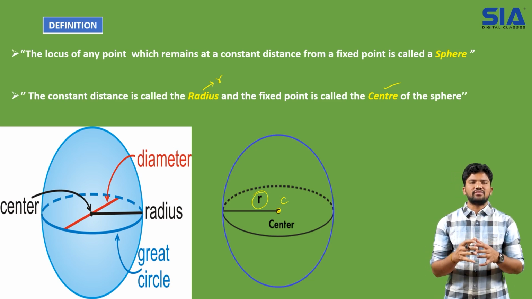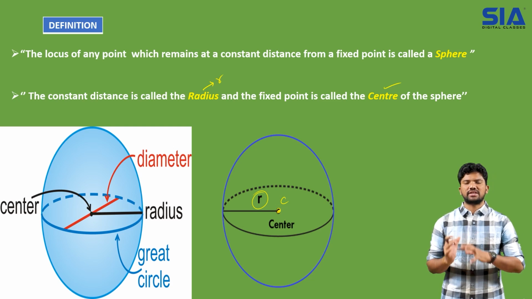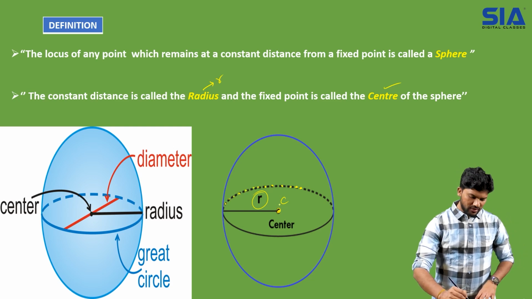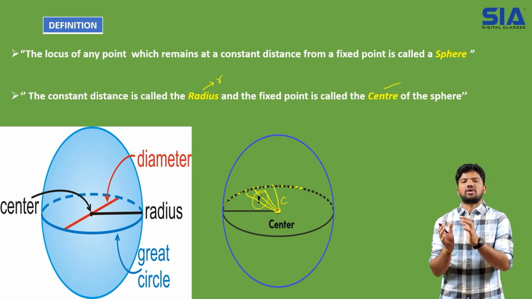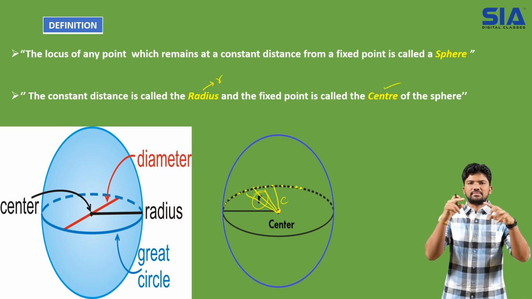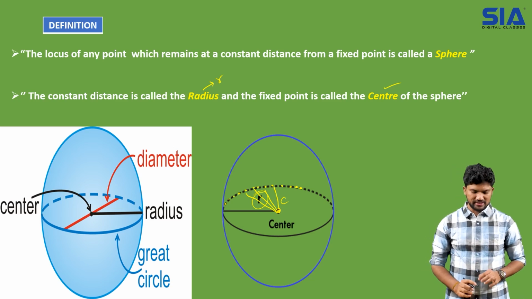The locus of any point which remains at a constant distance from the fixed point. You can take any point anywhere, and the distance from the fixed point, the center, to that point always remains at a constant value. If you join all those points, that locus gives you the sphere. That is the definition.